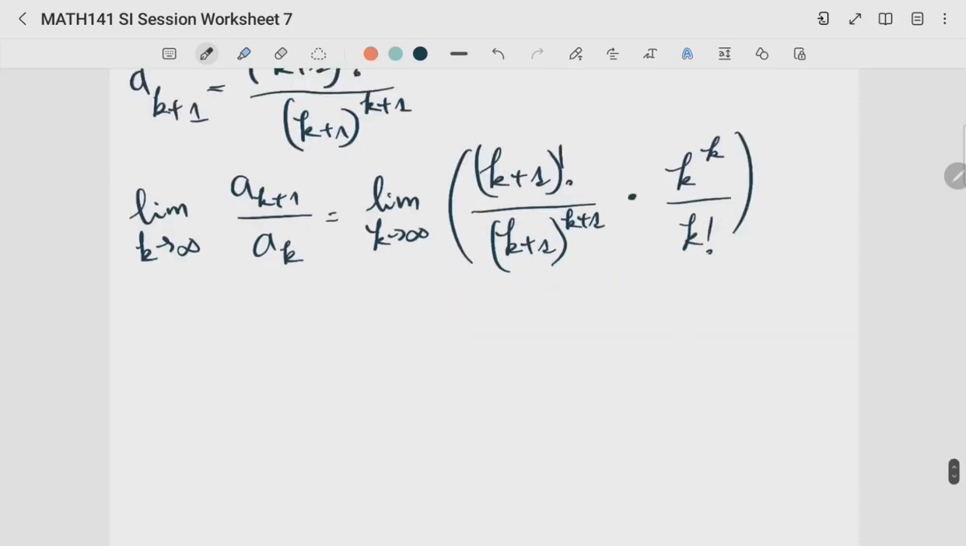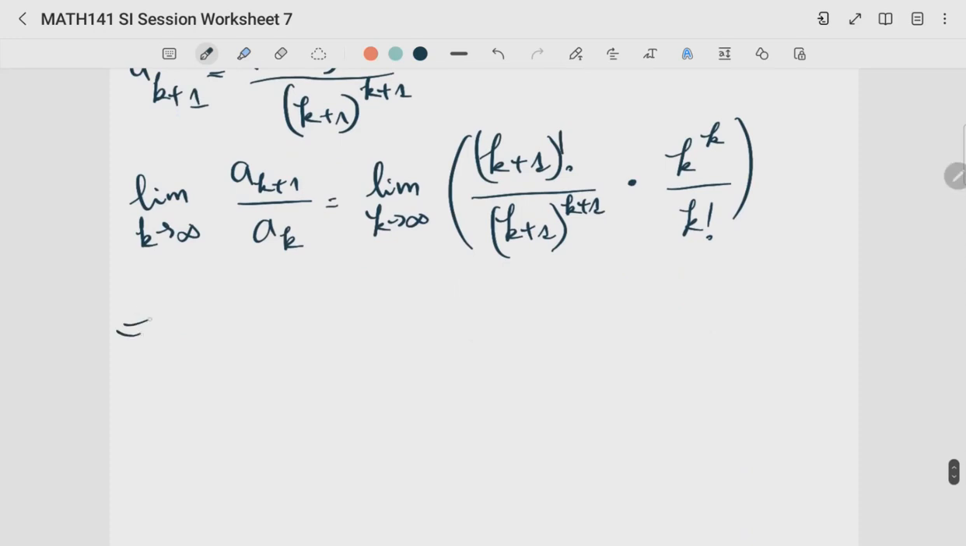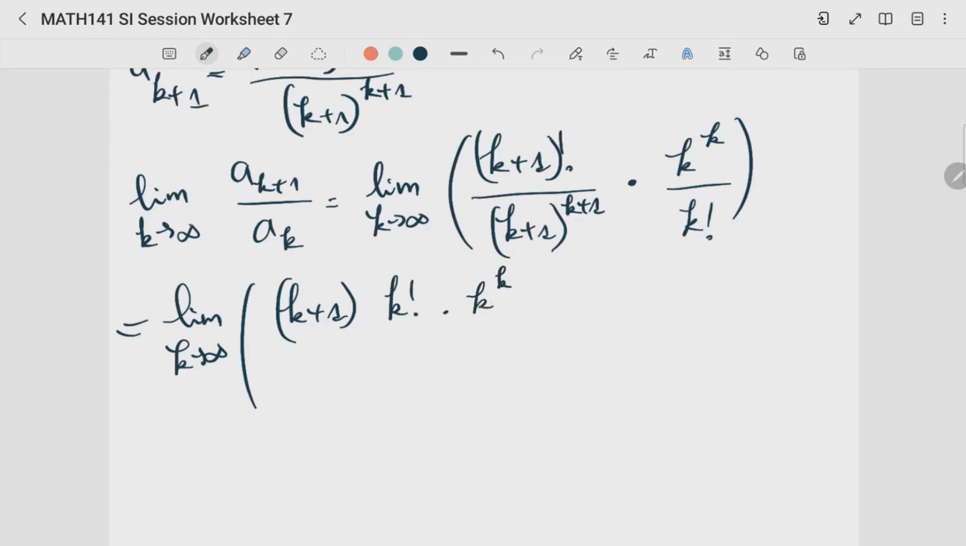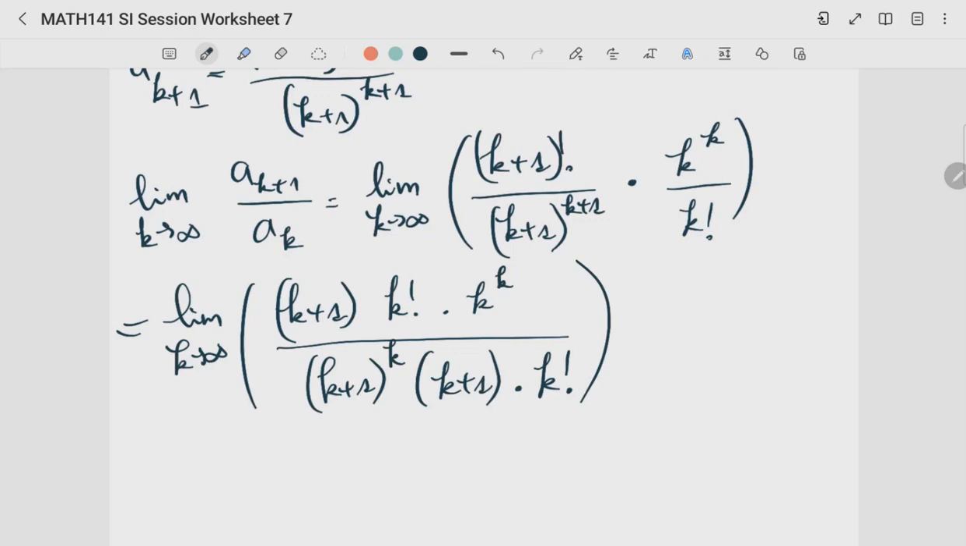Okay, so since we have that, we can see if we can simplify some terms. The limit as k tends to infinity. We know that k plus 1 factorial is just k plus 1 multiplied by k factorial. And multiplied by k to the k, all divided by k plus 1 to the k, right? Multiplied by k plus 1. We can separate those two like that, multiplied by k factorial in the denominator. Now the k factorial can cancel there.